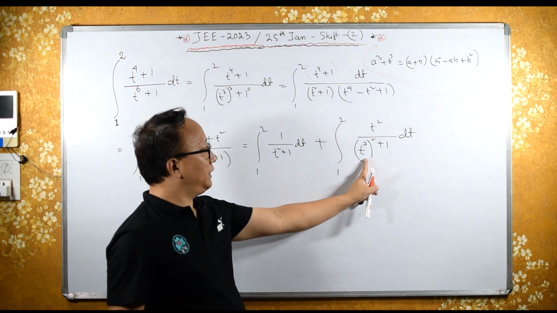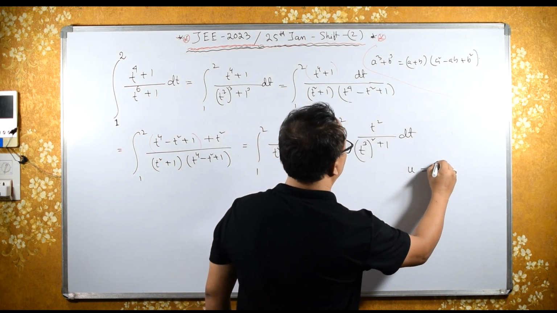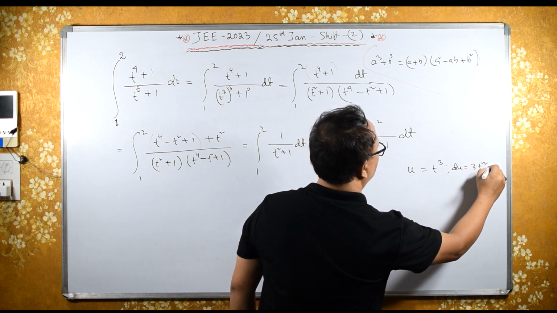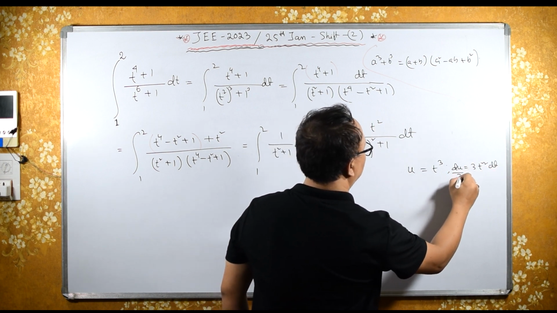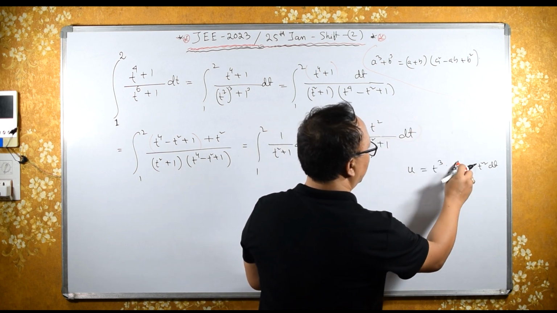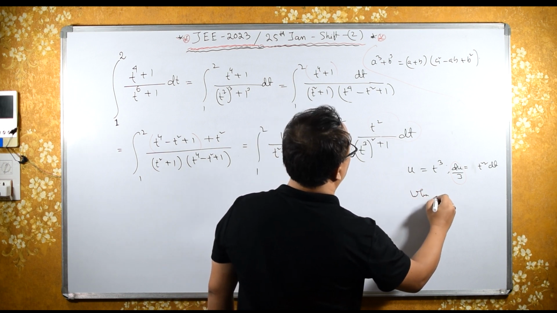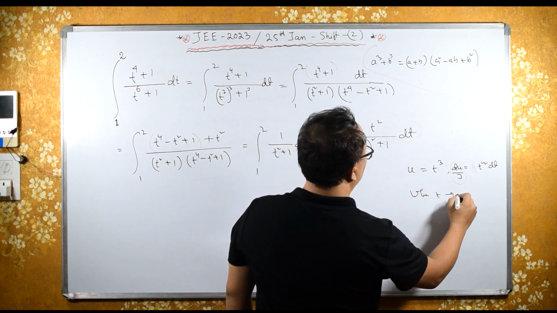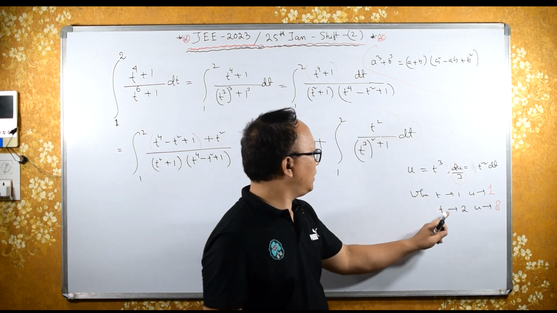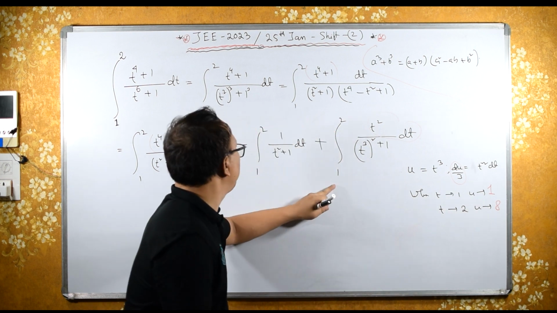Now if I consider t cube equals u, if I substitute u equals t cube, then du equals 3t square dt, so t square dt is du by 3. Let's change the limit also. When t tends to 1, u tends to 1. When t tends to 2, u tends to 2 cube, which is 8.